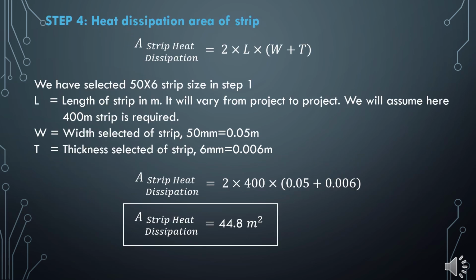In step 3, we have calculated the total heat dissipation area. Now we will calculate heat dissipation area of copper strip, which we have selected in step 1, that is 50 by 6 square mm. Here we are assuming strip length is 400 meters. The formula is written on screen: twice the length multiplied by width plus thickness. We will get heat dissipation area of strip as 44.8 square meter.